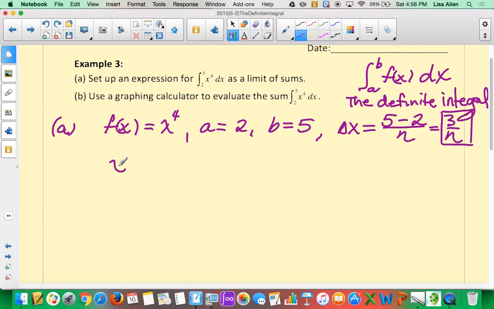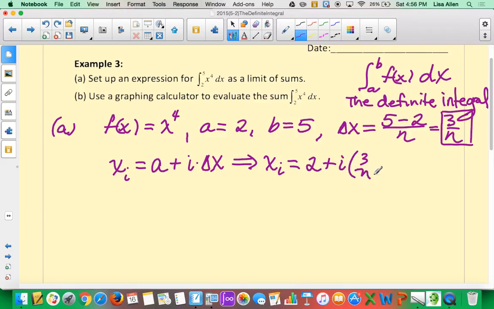So we'll do then x sub i. x sub i is, remember, a plus i times delta x. So where we're starting, that would mean that x sub i would equal 2 plus i times 3 over n. Okay, so we have our x sub i. And what else do we need? I think that is about it. So we have our f of x sub i that we'll need for our Riemann summation, which is x to the 4th. So we take our x sub i, 2 plus 3i over n, and that will be to the 4th power.